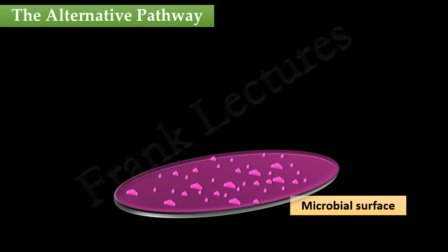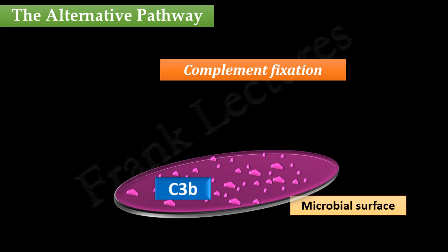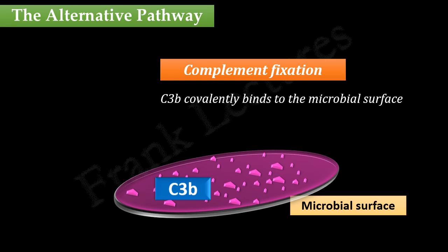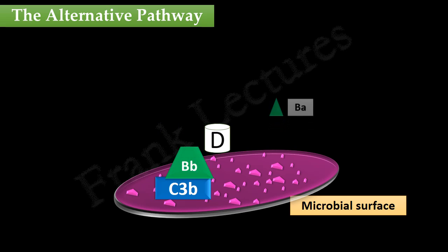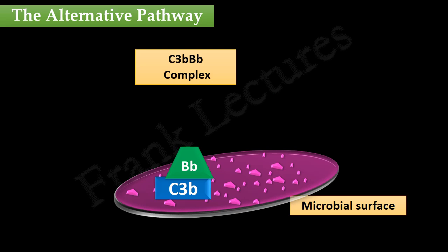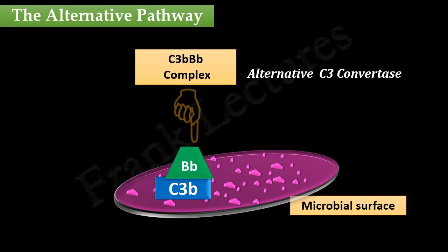When there is an infection, some of these C3b molecules bind covalently to the nearby microbial surfaces. This is known as complement fixation because C3b becomes firmly fixed to the pathogen. In the next step, factor D comes and cleaves factor B, generating C3b-Bb complex, which is now located on the microbial surface. This C3b-Bb complex has C3 convertase activity, and it is known as alternative C3 convertase, which works at the surface of the pathogen.